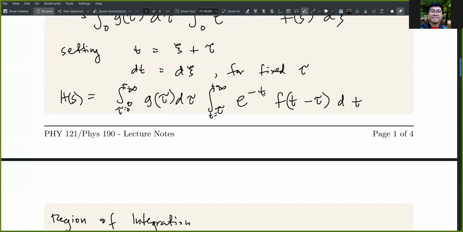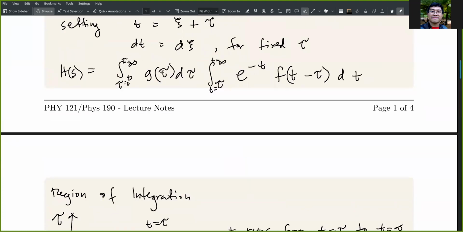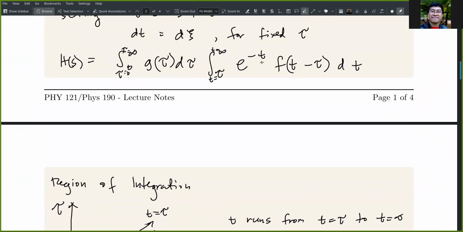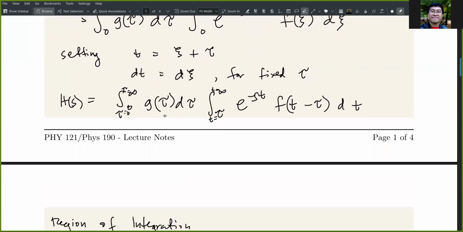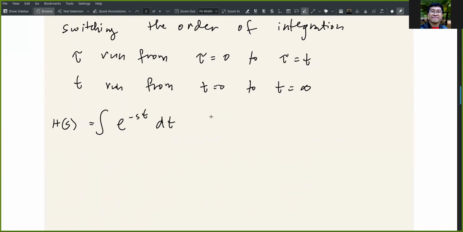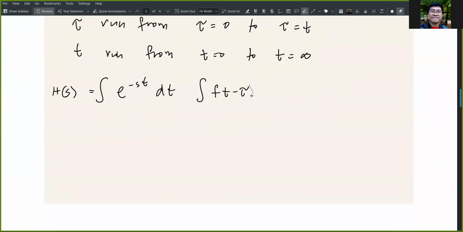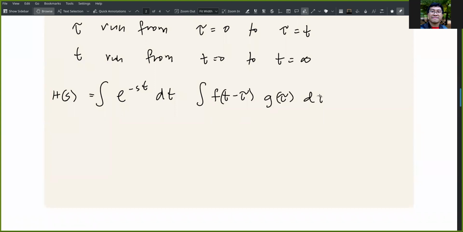Okay, so if we switch the integration here, instead of doing this first and then this, we do tau first and then t. So if we do tau first, this would be the integral of, hold on, there's an s here. Okay, e to the minus st, dt. We do tau first. So this is for tau. It contains f of t minus tau times g(tau) d tau. Now our limits of integration: tau runs from 0 to t, and t runs from 0 to infinity.